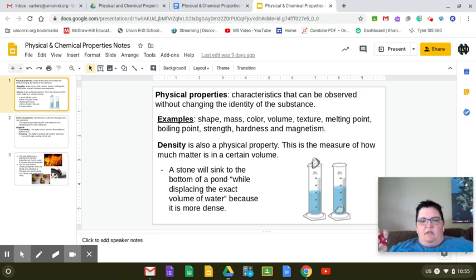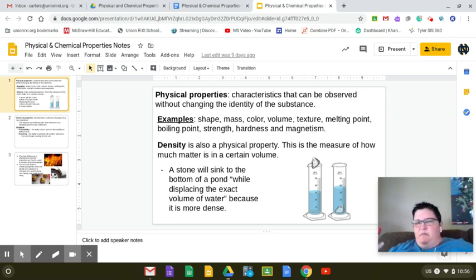Strength, hardness, and magnetism. I could break this. I don't really want to because I kind of like it. But if I were to bend it apart, I could determine how strong it was, again, without changing it. Hardness, the same way. Magnetism, it's plastic, so it's not magnetic, but there are some substances that stick to the fridge or whatever, that is a physical property, okay? We don't change it in order to determine that.